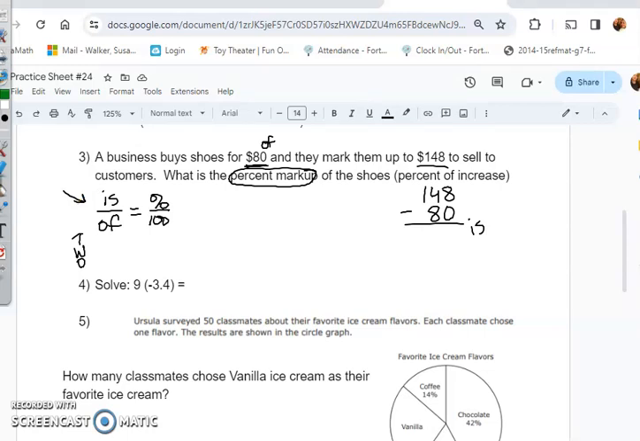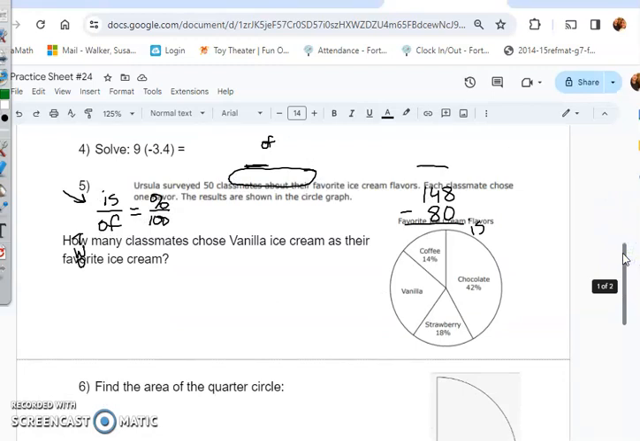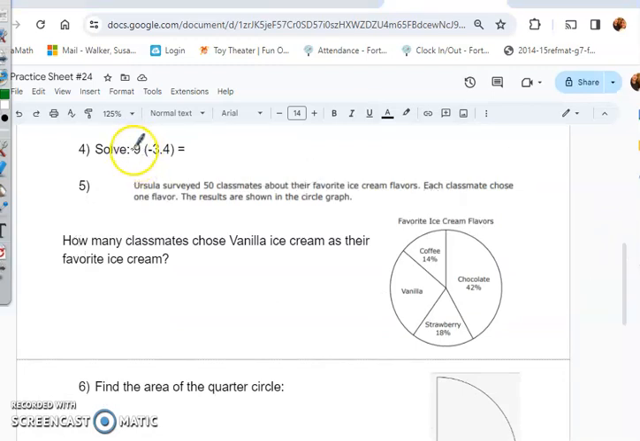Number 4, I'm not going to spend a lot of time on that. Number 4, guys, when I have a number next to parentheses, I have no sign here. This is multiply. So hopefully you know this is a triangle problem. This is multiply and a triangle problem.